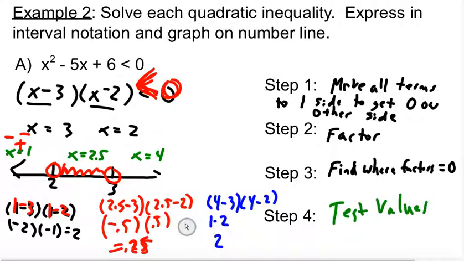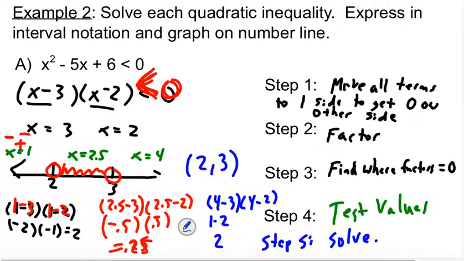in those regions. And then step 5 down here, we wanted to solve. So we already did that. So now we've graphed it on the number line there, but now let's write it out in interval notation. So it's a parenthesis, 2, 3, parenthesis. That's our solution there. So again, you got to kind of know those steps as you're going through these. It makes it a lot easier if you just know the steps.